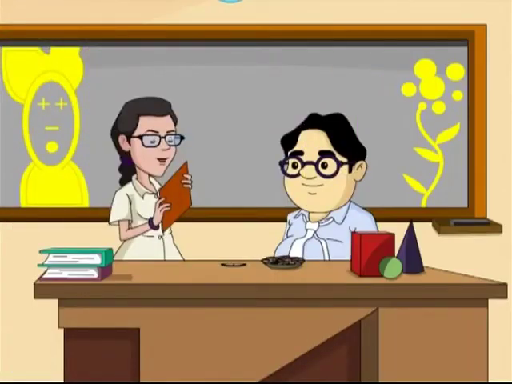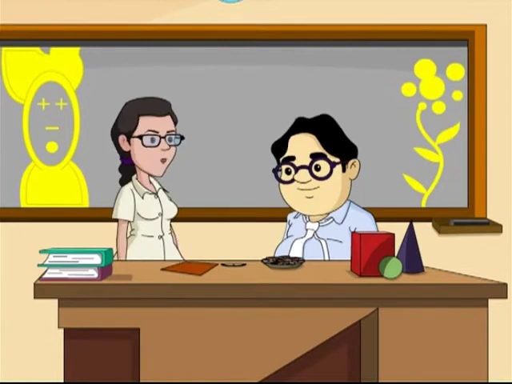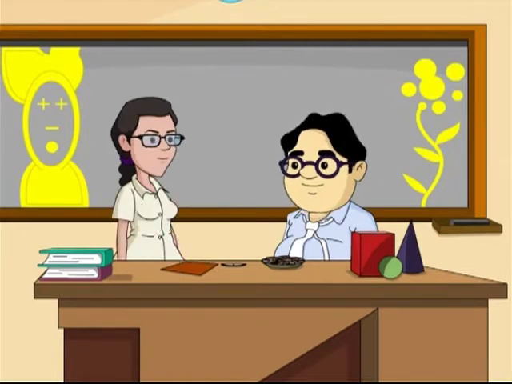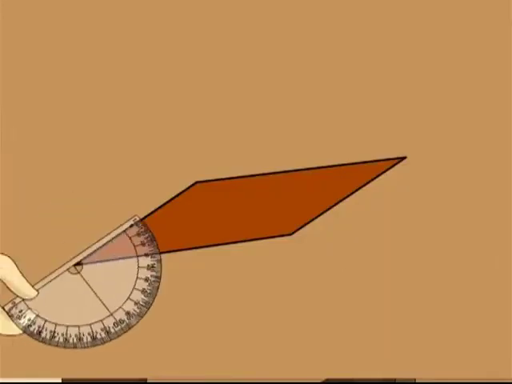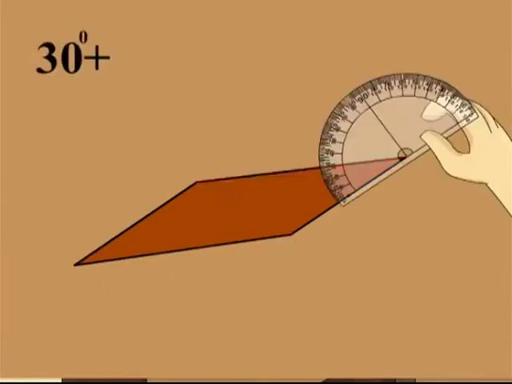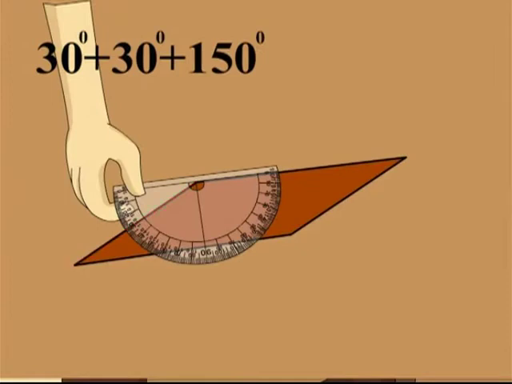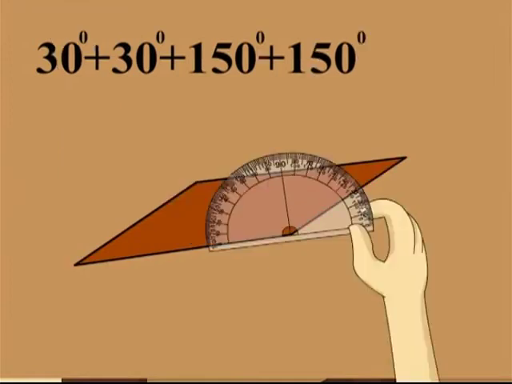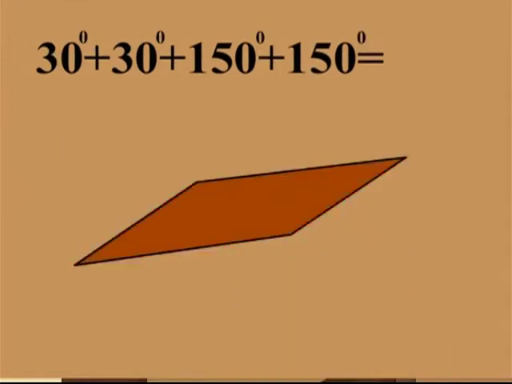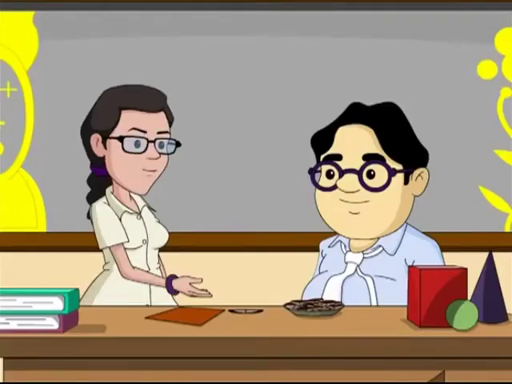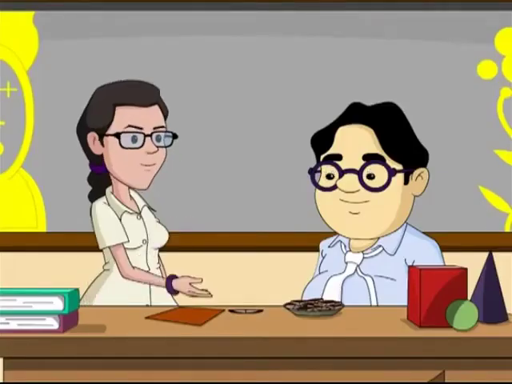Quick, Snail, help me measure the angles of this board here and I will let you eat the barfi. This angle is 30 degrees plus this one too plus 150 plus 150 degrees. So this becomes 360 degrees. There you go. You can eat the barfi now.